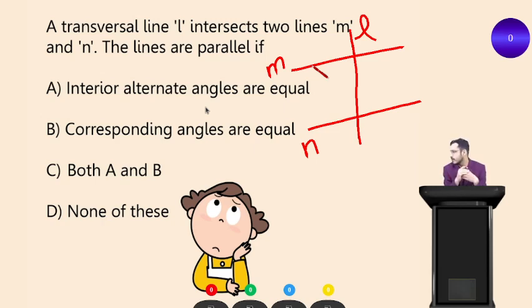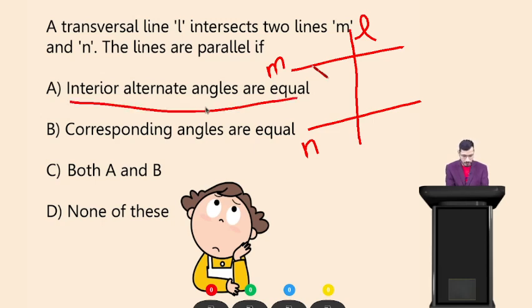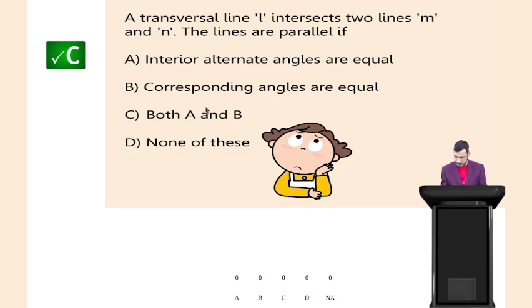Okay students, time's up. So the right answer is: interior alternate angles are equal and corresponding angles are equal. So both A and B are correct here. That means option C is the right answer. Okay, option C.